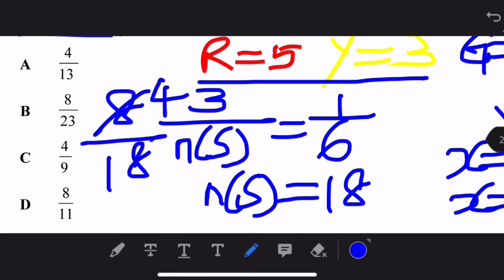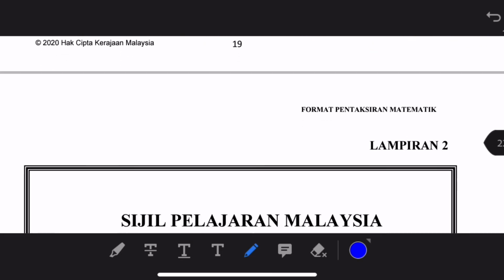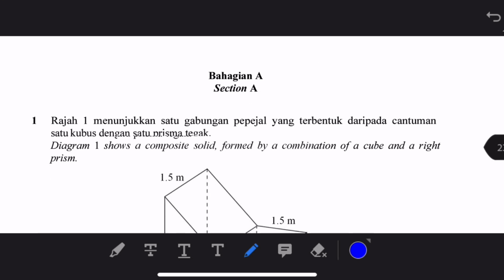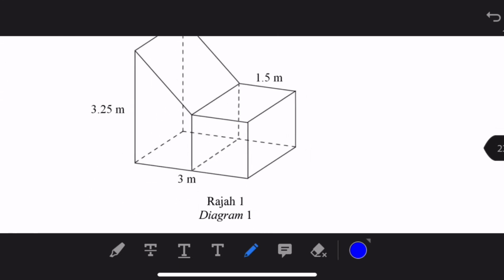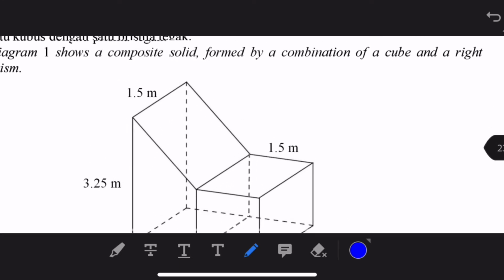So the answer is 4 over 9, right? So it's pretty easy for this paper 1. So I'm sure you can do well in your maths paper. So I'm going to discuss the section A.